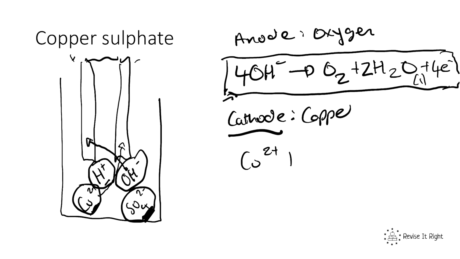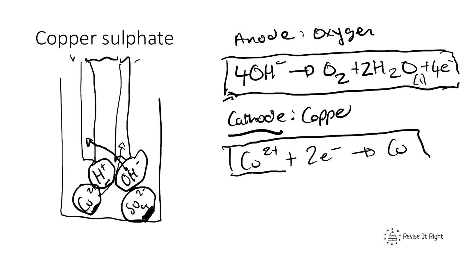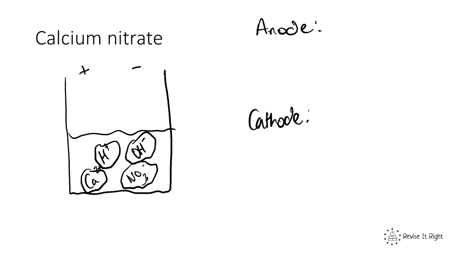So copper 2 plus is going to gain 2 electrons to become copper. Okay, and that is our half equation for our cathode. So I'm going to go through one more example and then I'm going to give you a chance to have a go at your own. So we're going to do calcium nitrate.